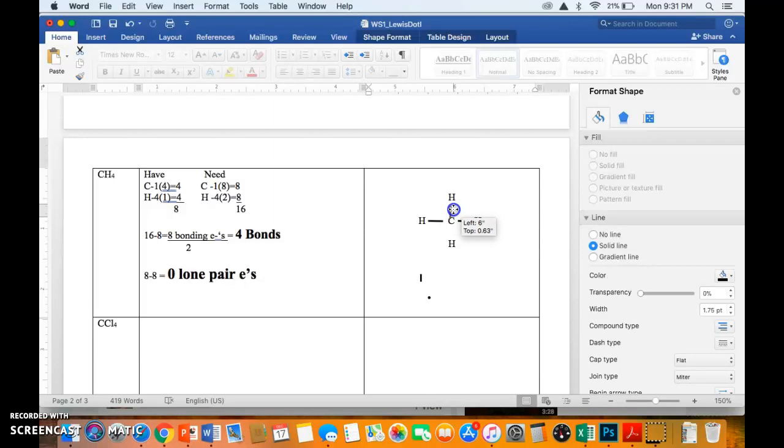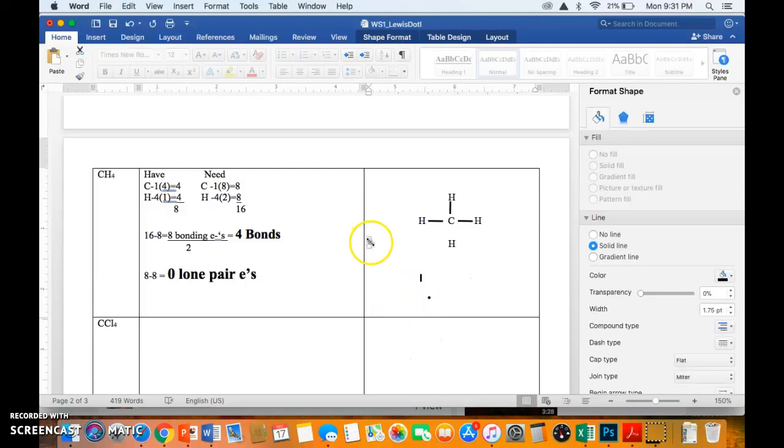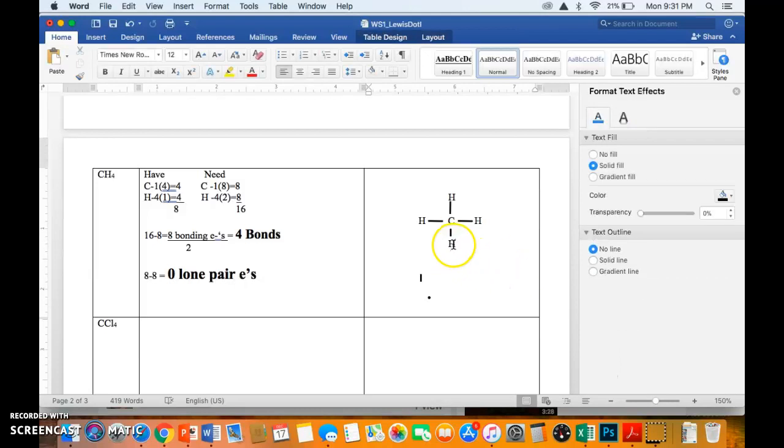up here. And I'm going to put a bond between carbon and hydrogen right here. Okay? So this is my molecule. I have four bonds. Now, do I need to add any lone pair electrons? No, because my math told me I didn't.